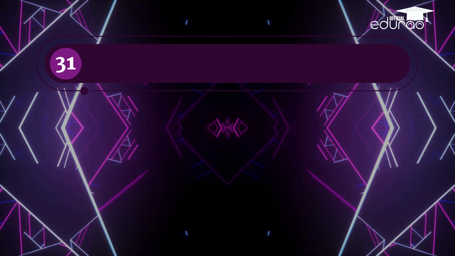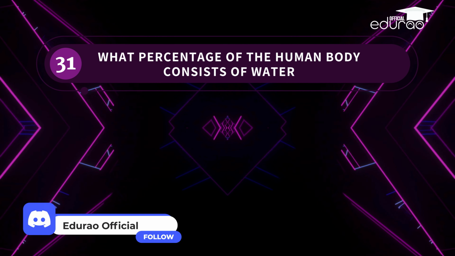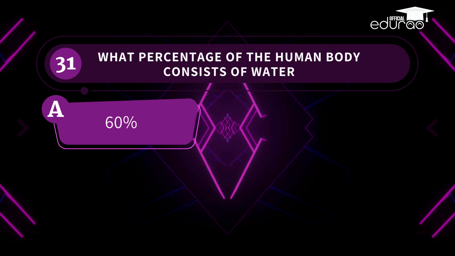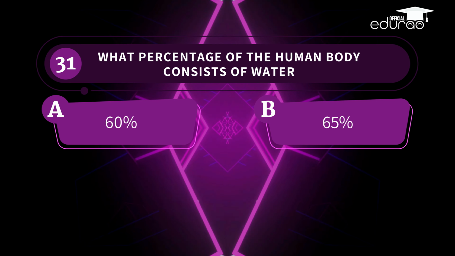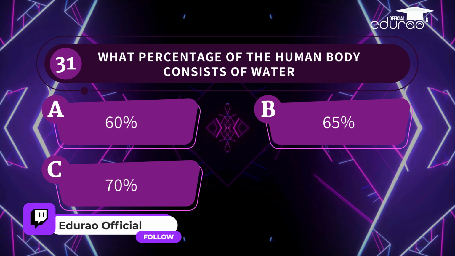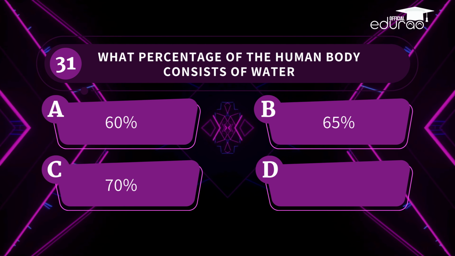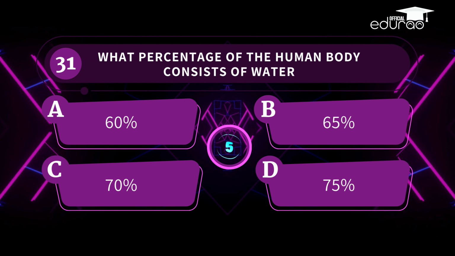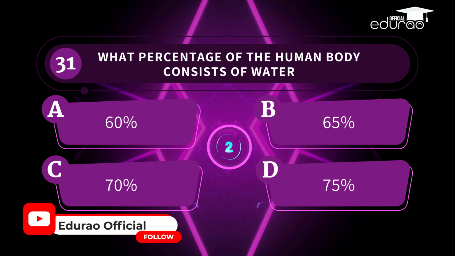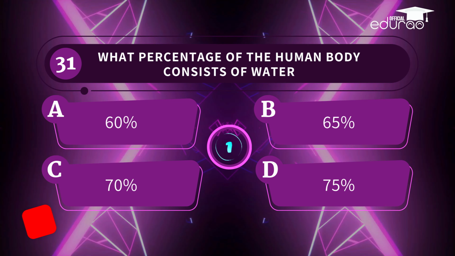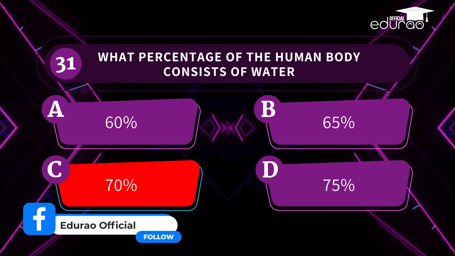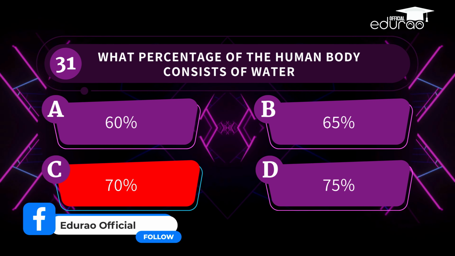Question 31. What percentage of the human body consists of water? A. 60%. B. 65%. C. 70%. D. 75%. You've identified it correctly. The correct answer is 70%.